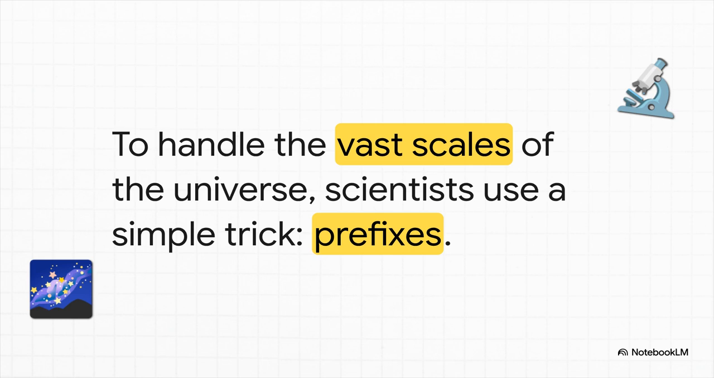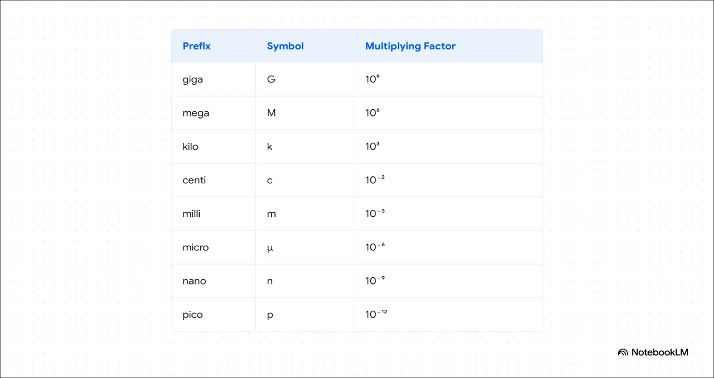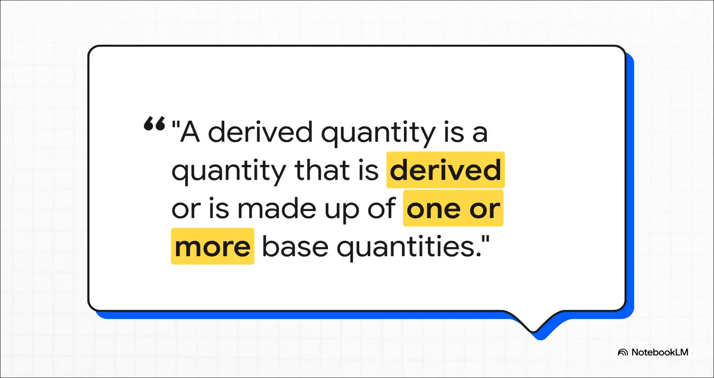So to make life way easier, we use prefixes. They're just simple shorthands for multiplying or dividing by powers of 10. And here are the most common ones. You've definitely seen these before. Kilo for 1,000, like in kilogram, or milli for 1,000th. But we go way further in both directions. You've got giga for 1 billion, like in gigabytes, and nano for 1 billionth, like in nanotechnology. Knowing these prefixes is absolutely crucial because they let us talk about these vast scales without our brains melting. So that's how we handle scale.